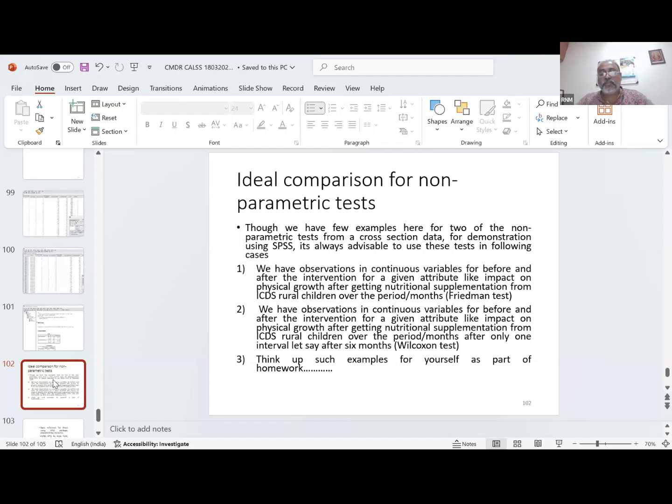What is the difference between the two sentences? You look at it very carefully. You can discuss in the next class why in one place I have suggested Friedman and in another place I have suggested the Wilcoxon test.